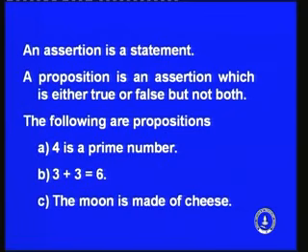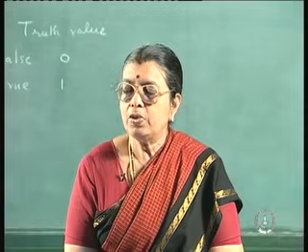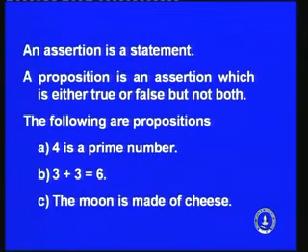Then take the next sentence, 3 plus 3 is equal to 6. Again it is an assertion and it is a correct statement. So, the truth value associated with that is true. The moon is made of green cheese, or the moon is made of cheese. This is again an assertion and a wrong statement. So, the truth value associated with that is false.